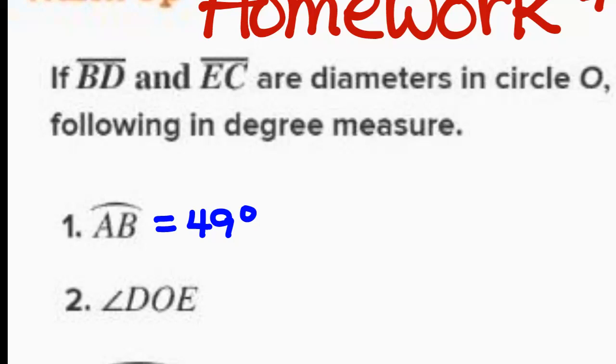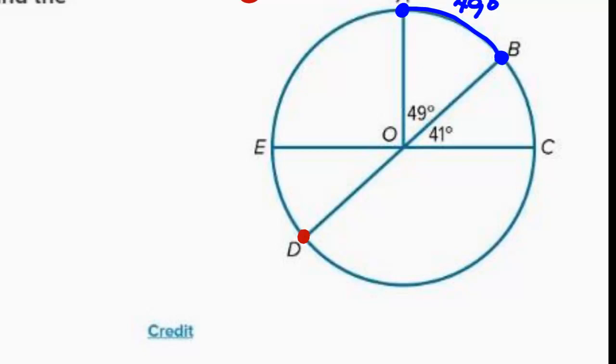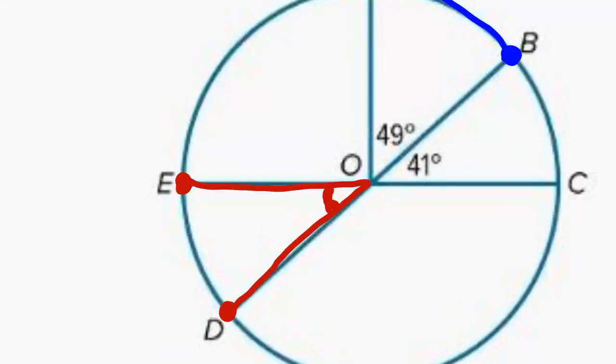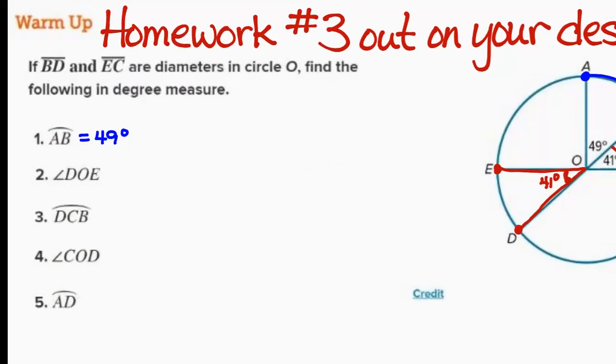Then we have angle DOE. Start at D, travel to O, and then over here to E. So this is the angle that we're looking for. What would the measurement of that angle be? 41 degrees. Yes, it's a vertical angle over here with BOC. So that would be a 41-degree angle.